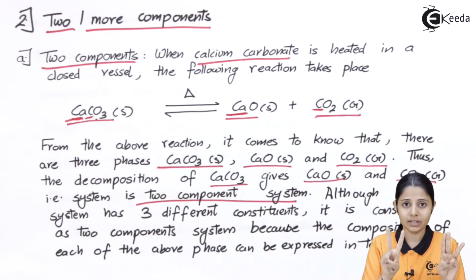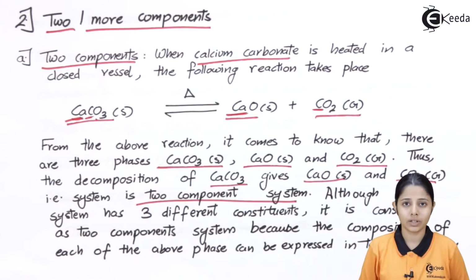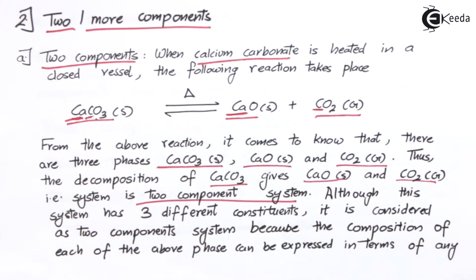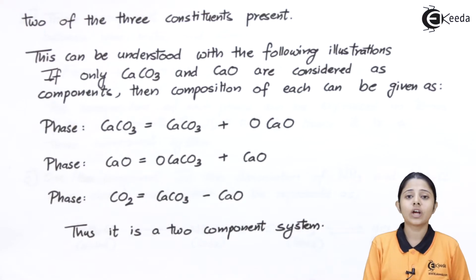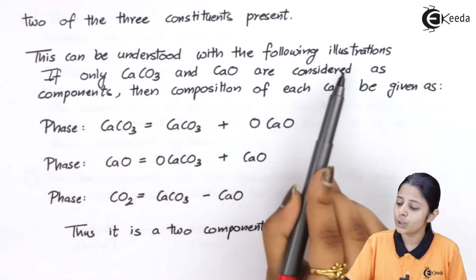So over here if you compare this, I can divide it into 2 forms, where you will divide your components with the phases and you will map them accordingly. And that's the reason why this, in spite of having 3 legit components in the reaction, will fall under the category of 2 components. Although this system has 3 different constituents, it is considered a 2 component system because the composition of each of the above phases can be represented in terms of any of them. Now let us try mapping the components with respect to their phases. This can be understood with the following illustrations.